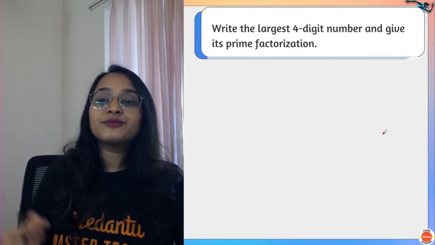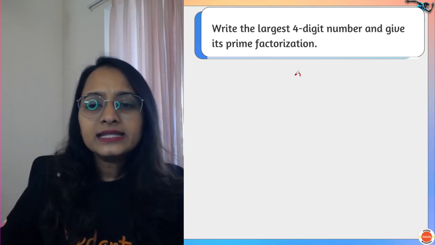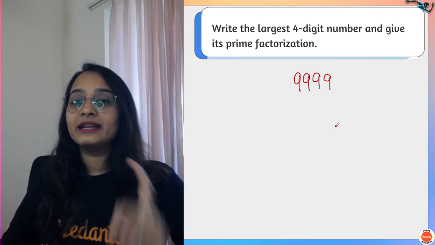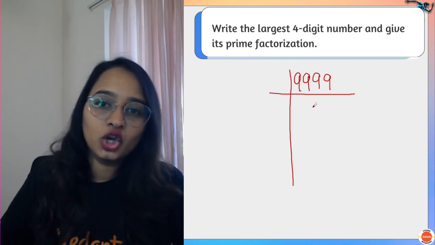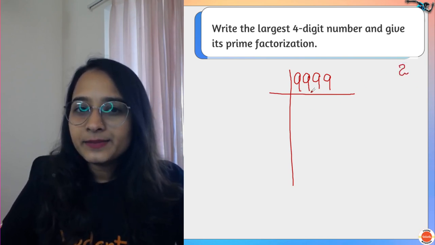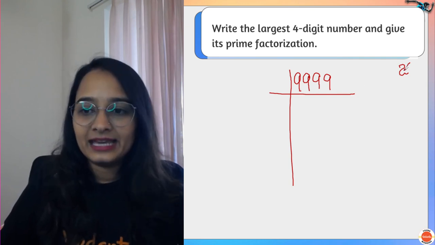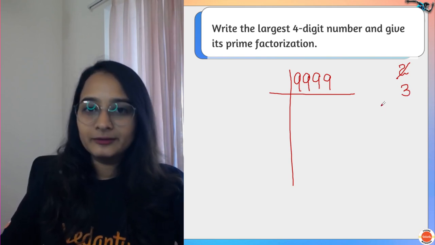Write the largest four-digit number and give its prime factorization. What is the largest four-digit number? 9999. So, we will do its prime factorization using long division. The first prime factor we have is 2. Is it divisible by 2? No. Why? Because this is not an even number. So, we will go with 3, the next prime number.